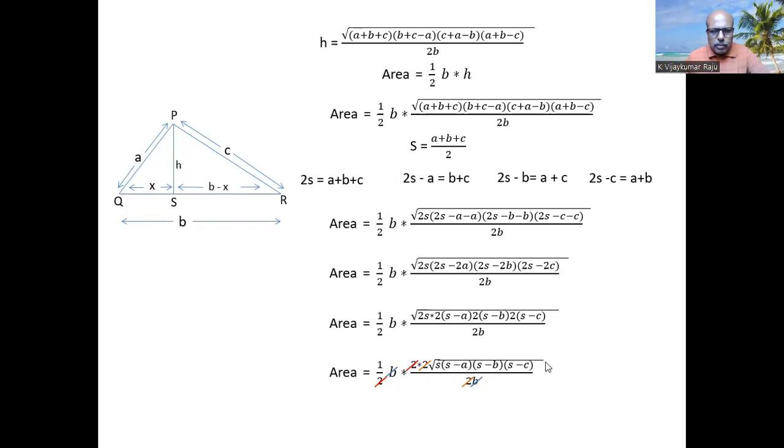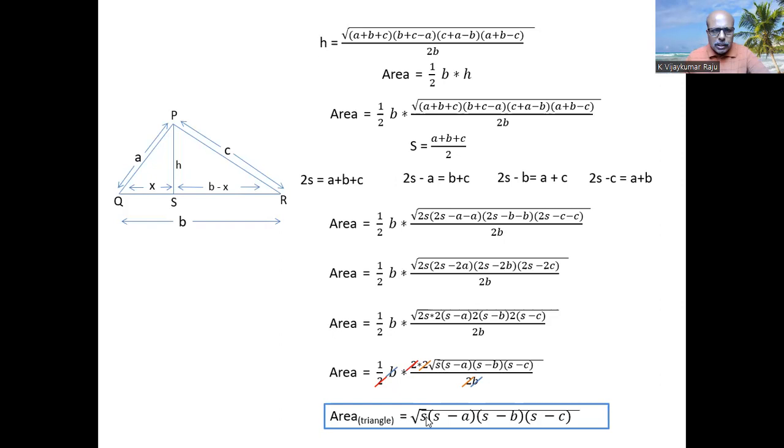So we are left only with this formula, that is, area of triangle is root of s, s minus a, s minus b, s minus c. This is your Heron's formula. Clear? So that's how Heron's formula is derived. I think this is clear.